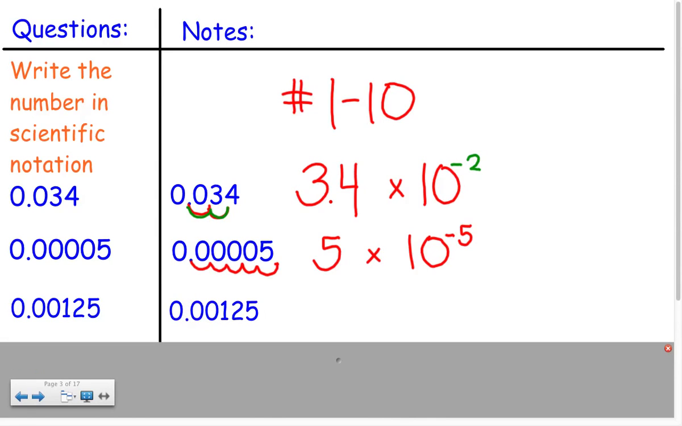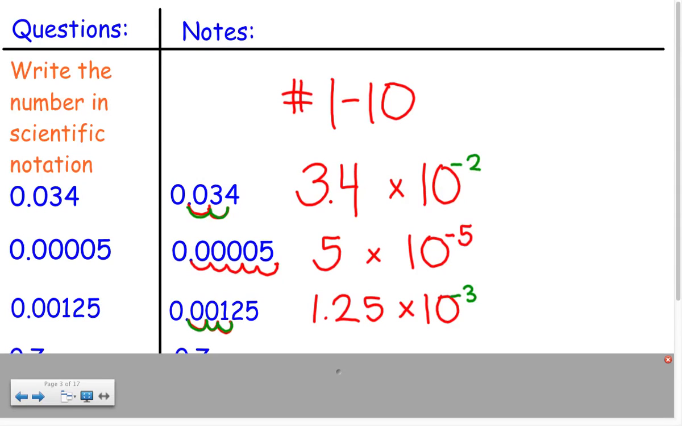0.00125. Move my decimal 1, 2, 3 times. I'll stop there because 1.25 is in between 1 and 10. I moved my decimal 1, 2, 3 times. 0.00125 is smaller than 1, so it's considered a very small number, so a negative exponent.